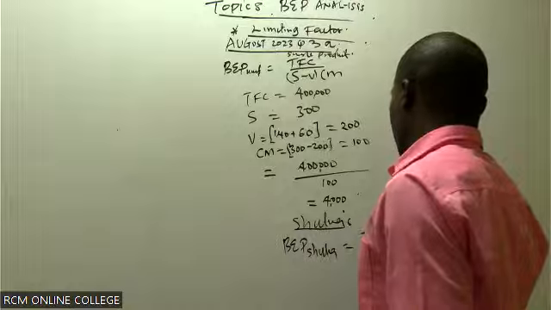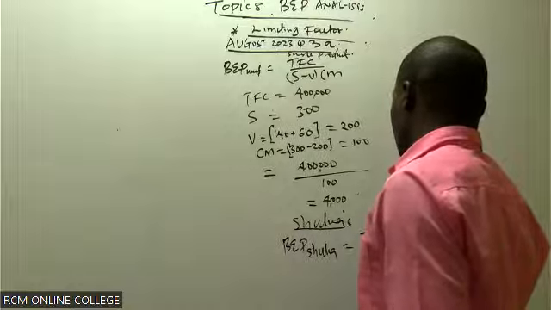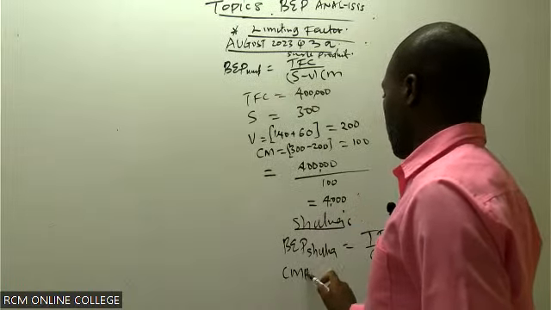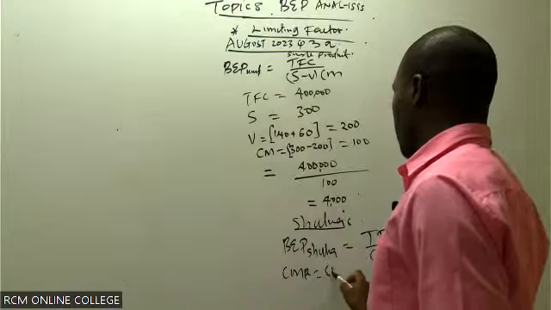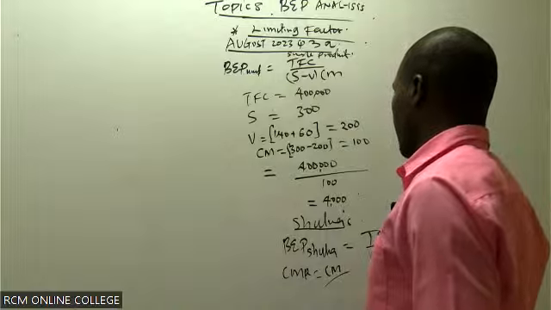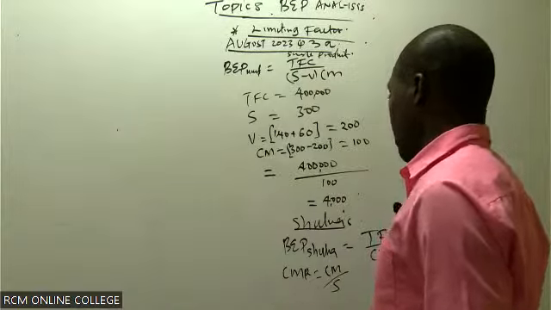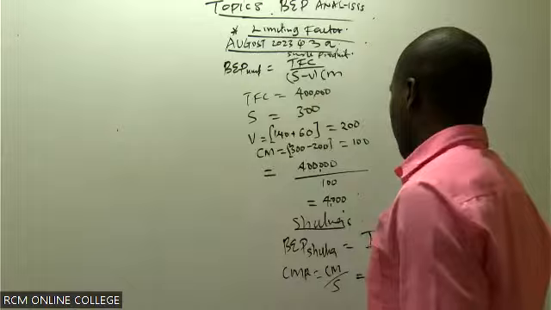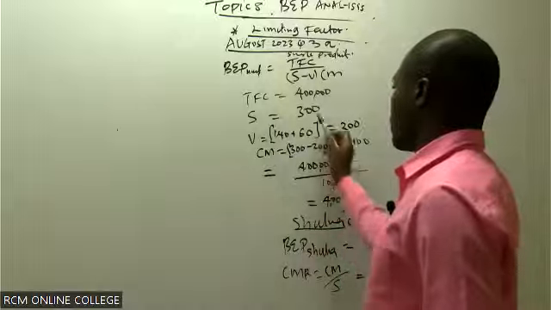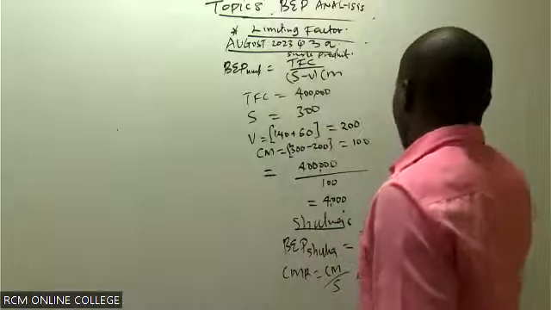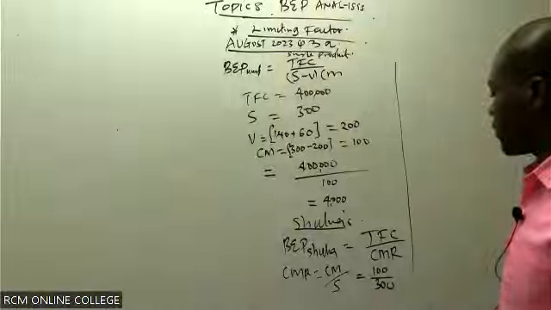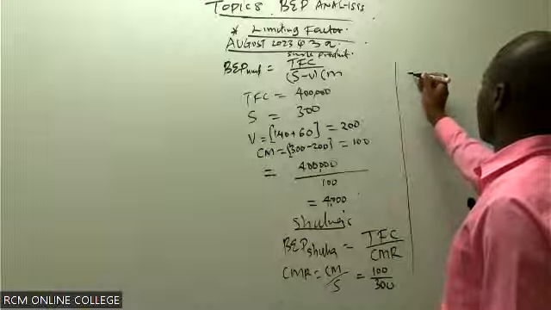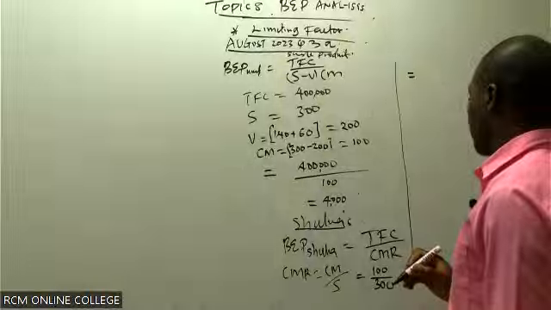The break-even point in shillings is equivalent to total fixed cost divided by contribution margin ratio. Contribution margin ratio is equivalent to contribution margin divided by sales per unit. Do we have the two? Yes. Contribution margin is 100. Then sales is equivalent to 300. If that is divided, what will you have?